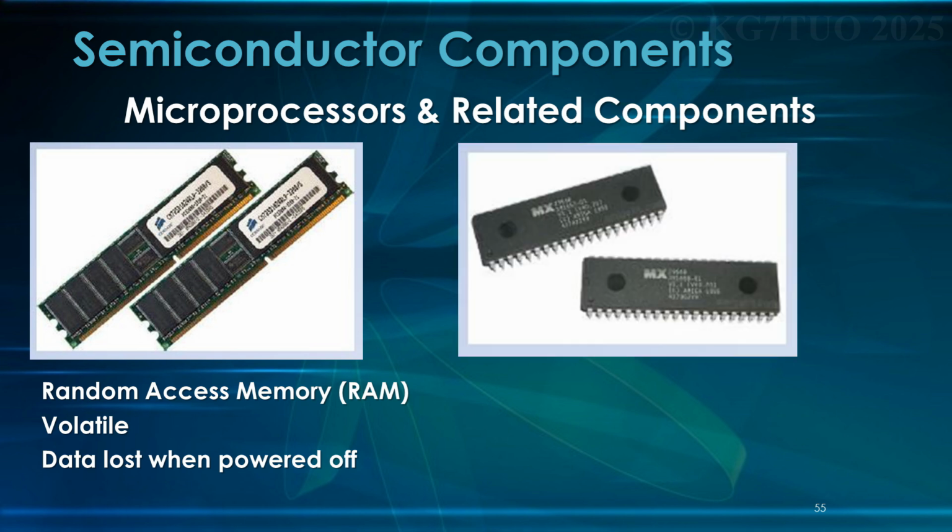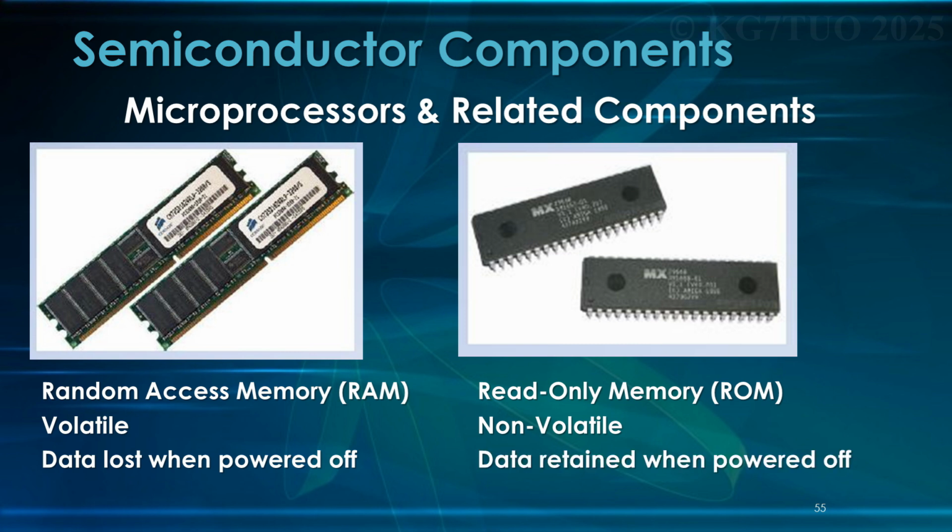Okay, so there's another type there. That looks like one of those centipede things. That is read-only memory, or ROM. So it's programmed, it's got data in it, and you can read it. And it is not volatile, so when you power off, that data still stays in there. So this is how they program your emission systems on your car. The data is retained when it's powered off.